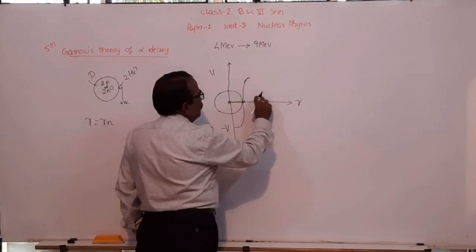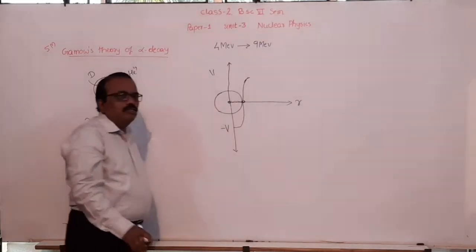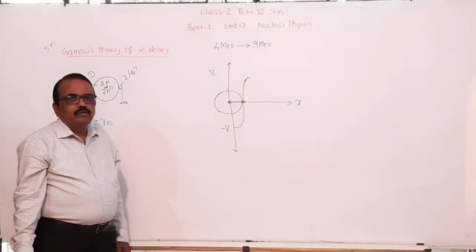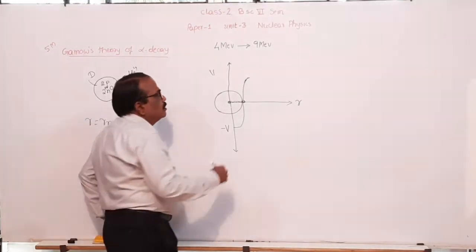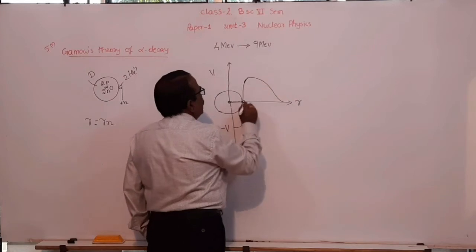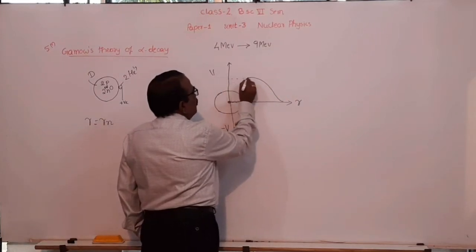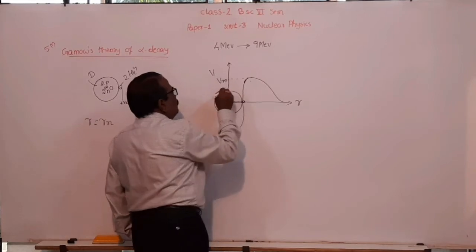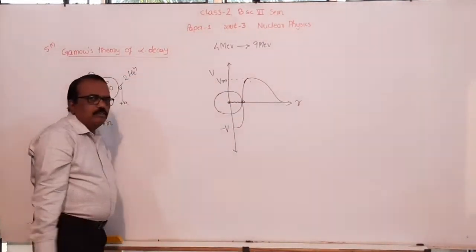And when this alpha particle moves to a large distance, the potential goes on decreasing. So the potential energy becomes zero at large distance. This is the point where the potential is maximum. Potential energy is maximum.